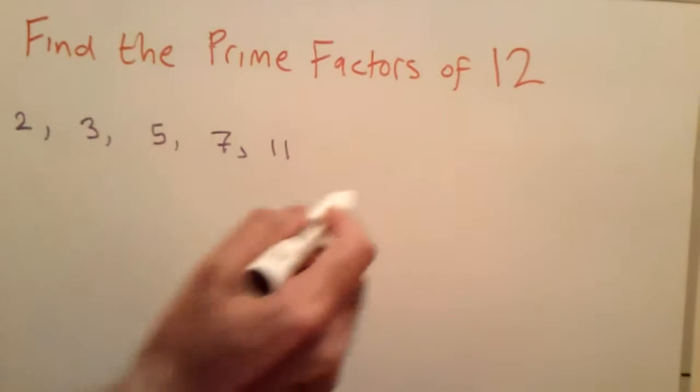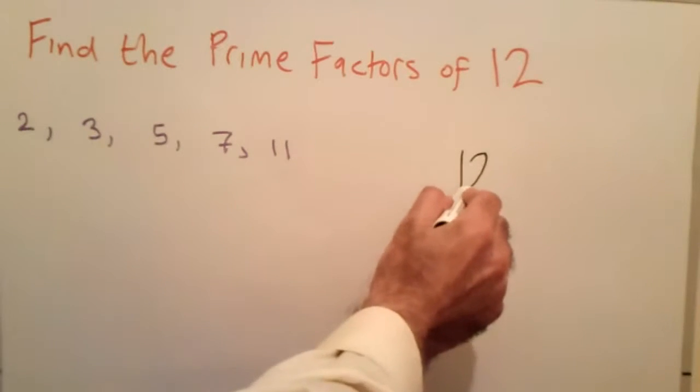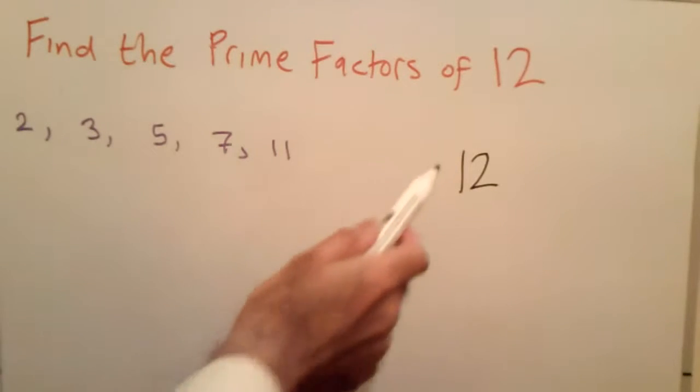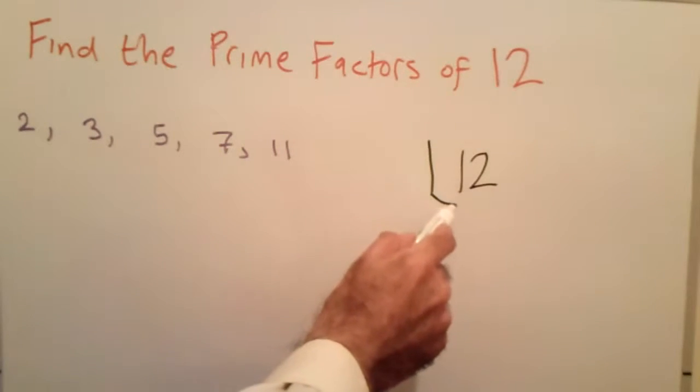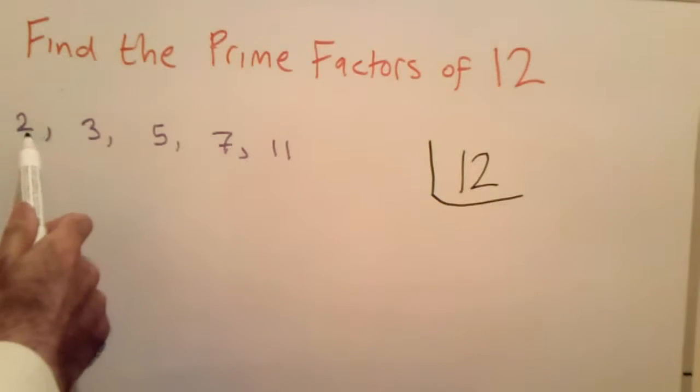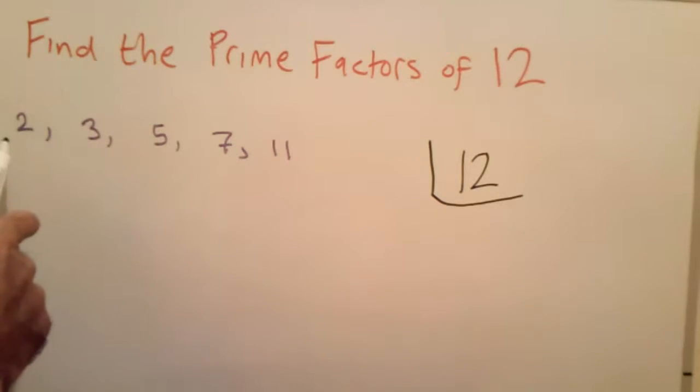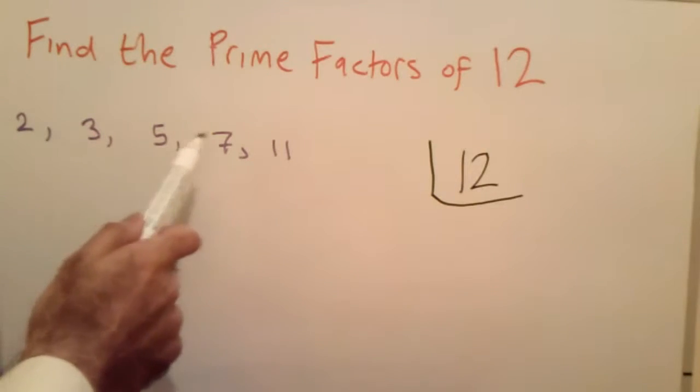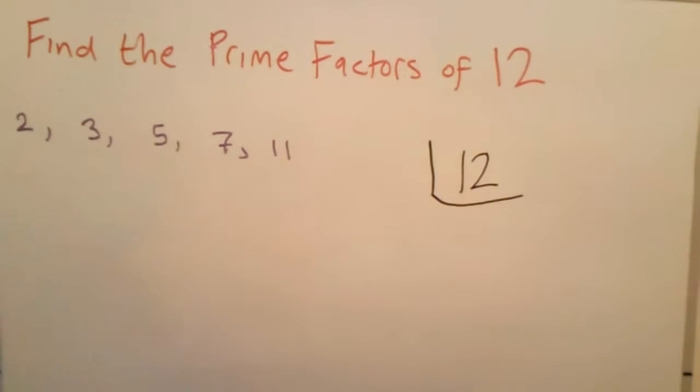All you do is write down the number you want to find the prime factors of, so 12. Let's do a little box around it. And what we do is we start with the smallest prime number. I've got a list of the prime numbers here. They start off with 2, 3, 5, 7, 11, and they go on. So we always start off with the smallest prime number, and we see if it divides into the number. When we say divide, I mean if we get a whole number.